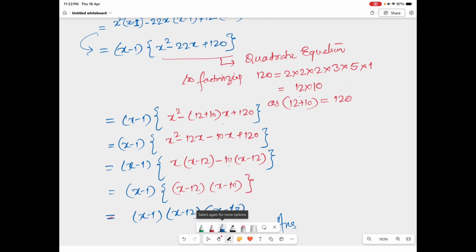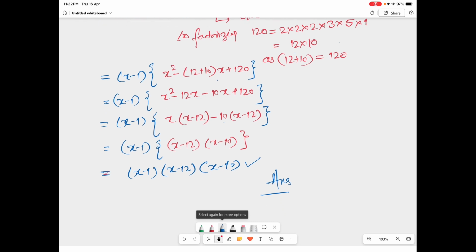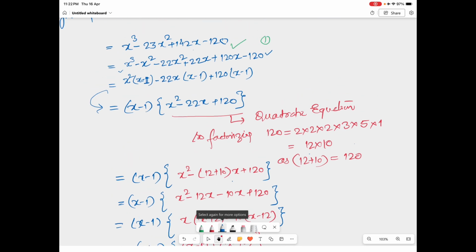I have split it, and then I have taken x as common. X minus 12 is the first term, and the second time I have taken 10 as common, I will get x minus 12. So the factorization is x minus 12 into x minus 10. So the total factorization of this polynomial will have three linear polynomials: x minus 1, x minus 12, and x minus 10. So this is how we achieve the factorization of a cubic polynomial.